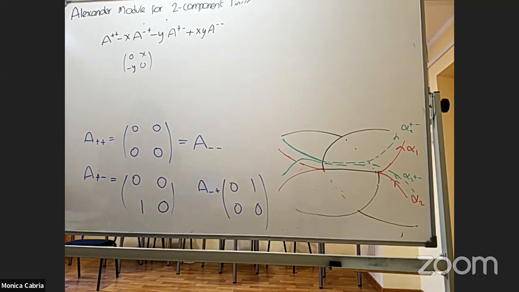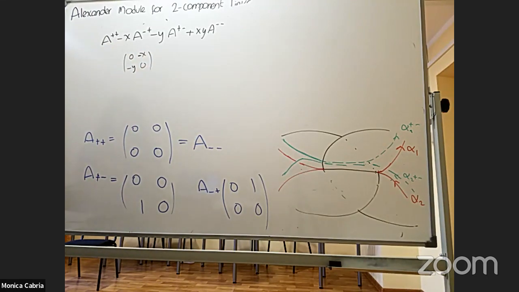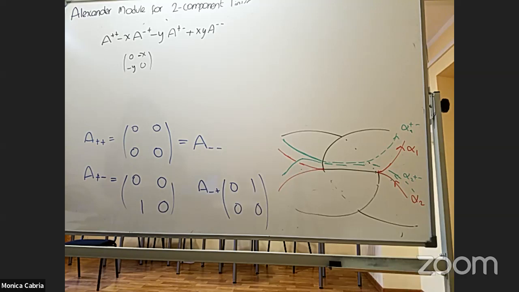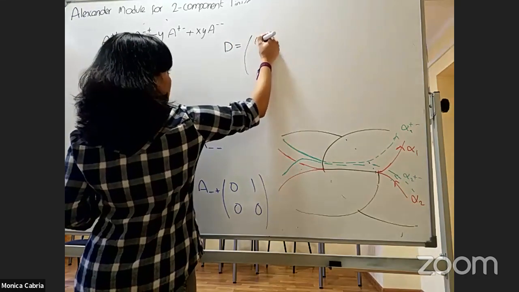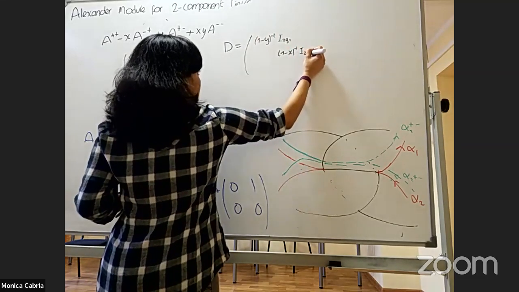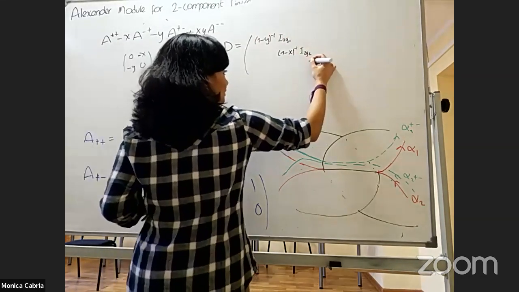Now, but maybe minus x. Oh yes, it's minus x. So this should be the presentation matrix of the Alexander module. But what about the D? Well, maybe you write down D to recall the general formula. Yeah, so our D was 1 minus y inverse, e I 2, d 1, d 2. Oh, my 1 and 2 look the same, and then I R.